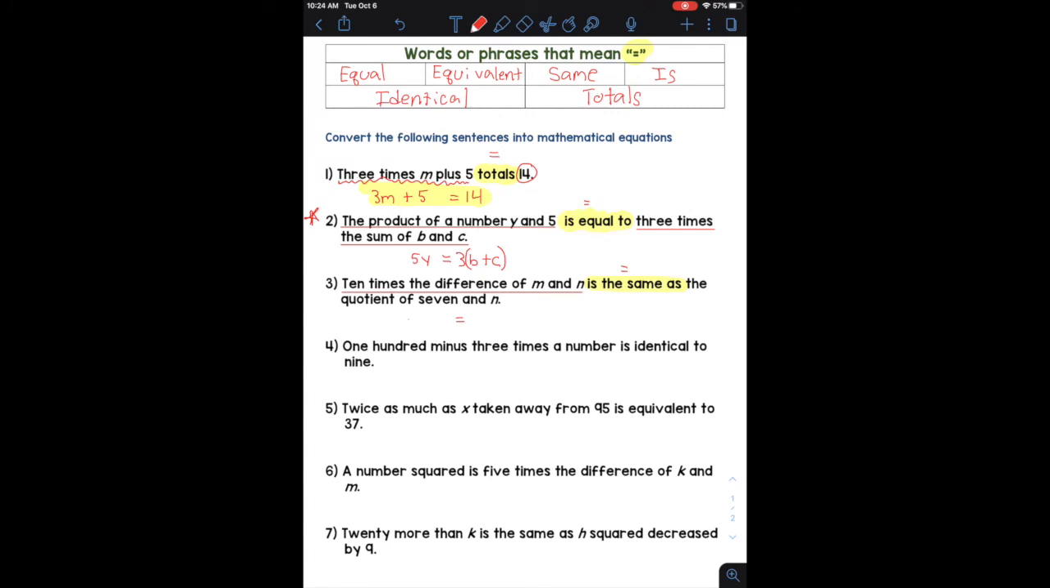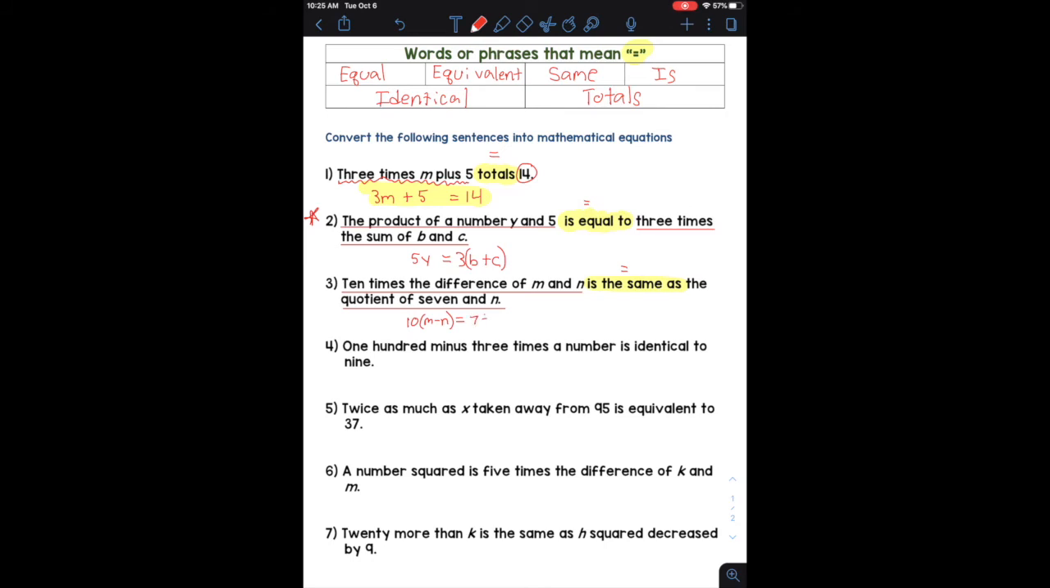This is just like number 2 where we have something times a sum or something times a difference. You want to put parentheses around it. So it would be 10 times the difference of m and n, and difference is subtraction. And then everything after that phrase will go to the right, or after the equal sign.